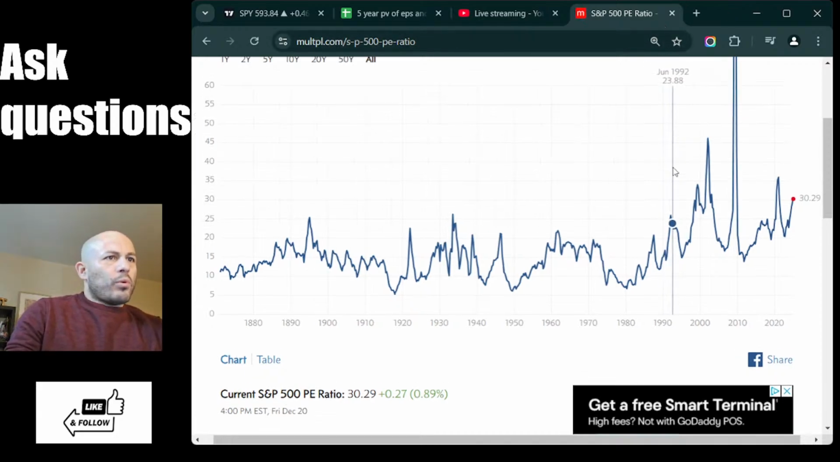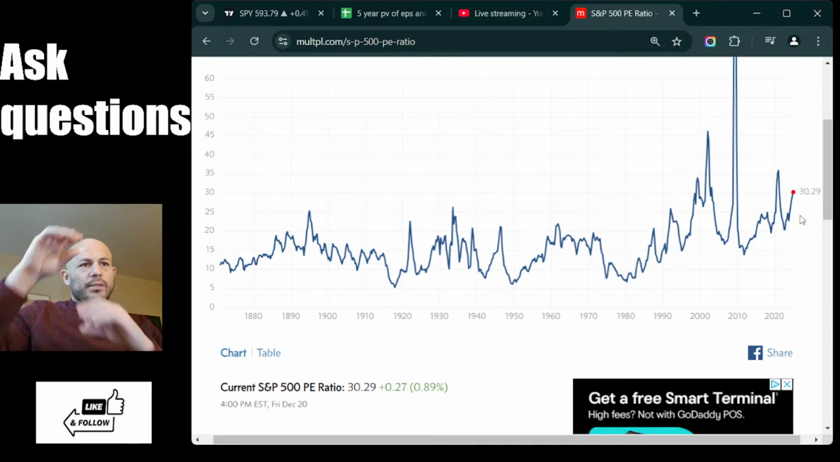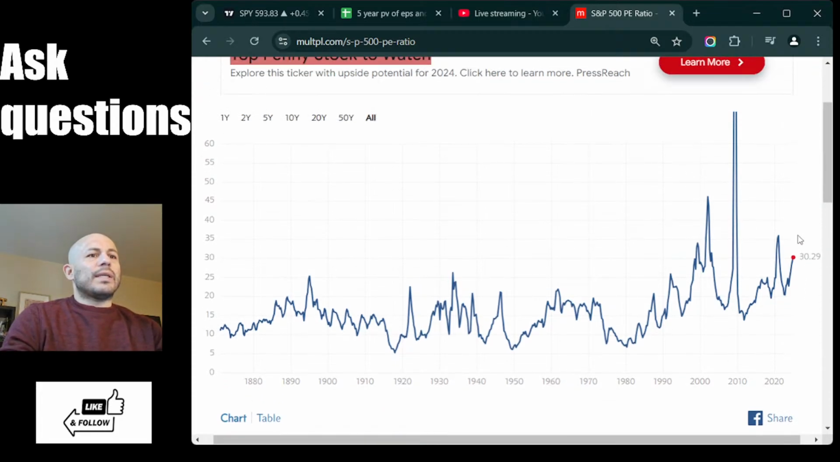But it's hugely important. So S&P 500 PE ratio, you take the price and you divide it by earnings. So I pay this much and I get this much, whatever that ratio is. Right now, it's at 30. What that means is, if the current price on the SPY is 593, almost $600, you're going to get 1/30th in earnings.